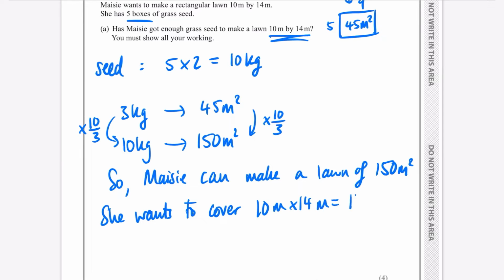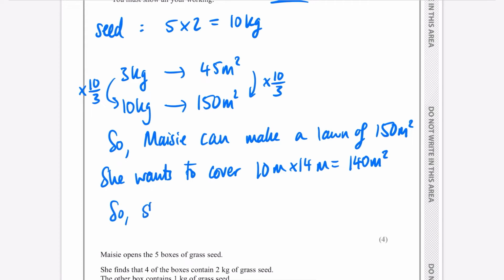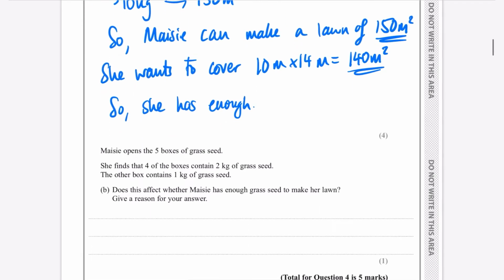And 10 by 14 is 140 meters squared. So she has enough, because 150 is bigger than 140. Maisie opens the 5 boxes of grass seed.